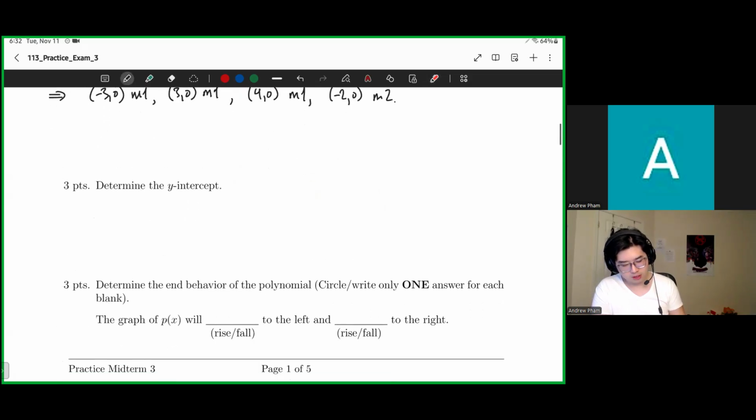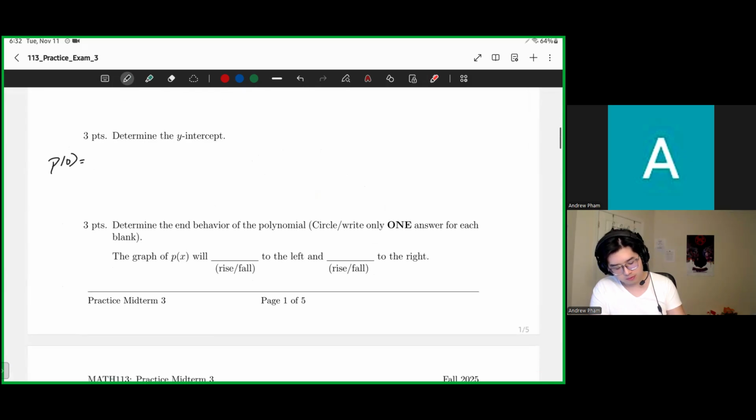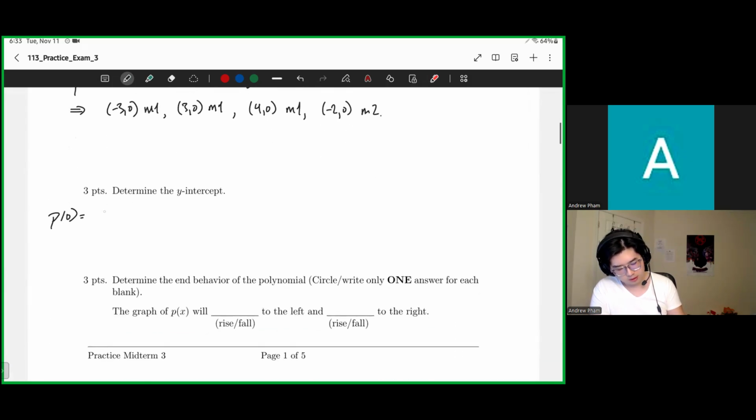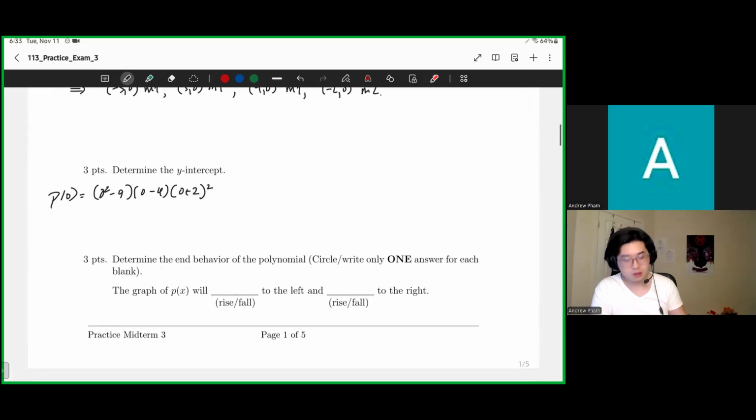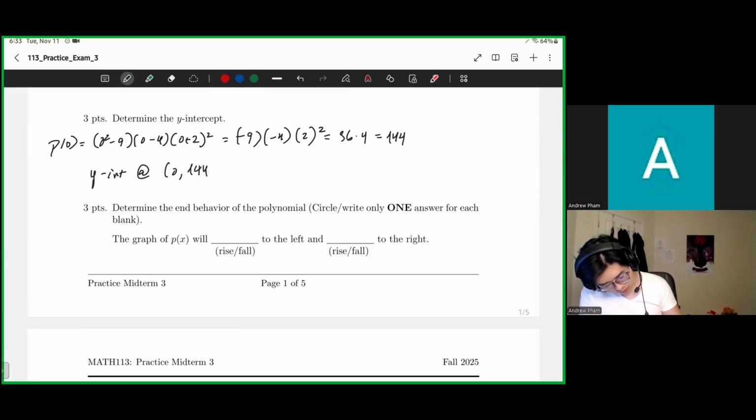Next, I want to determine the y-intercept. By definition, this is just evaluating when x is equal to 0. So I put 0 in for x, I get 0 squared minus 9, 0 minus 4, and 0 plus 2 quantity squared. Simplifying, this is really equal to minus 9 times minus 4 times 2 squared. So I have 36 times 4, which is 144. So your y-intercept is at 0, 144.